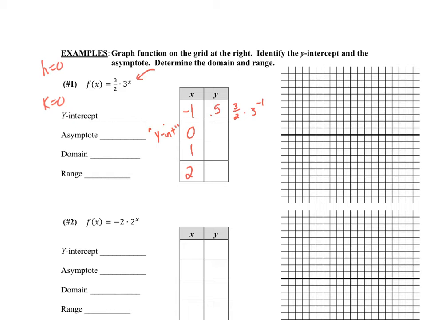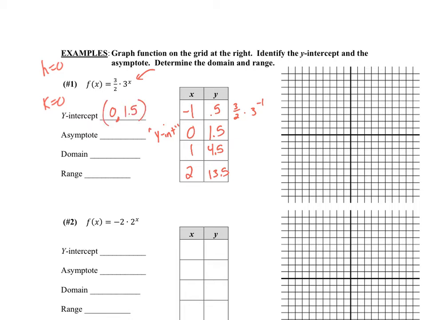If you plug in 0, you would get 1.5. If you plug in 1, you would get 4.5. If you plug in 2, let's see, you would get 13.5. Okay, so that's our table. Let's talk. The y-intercept is 0, 1.5.